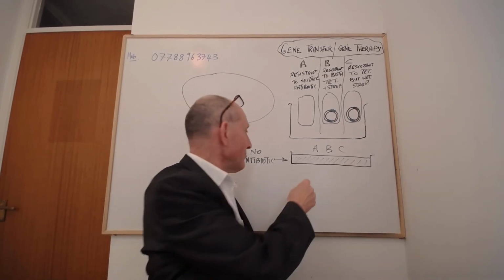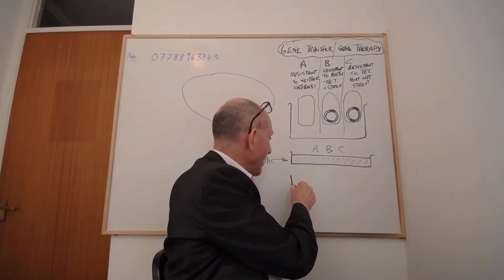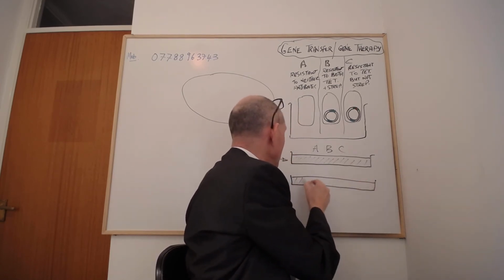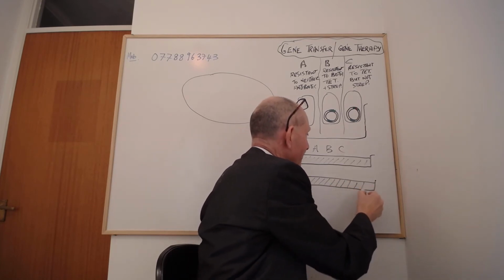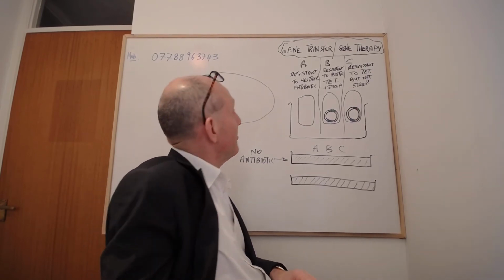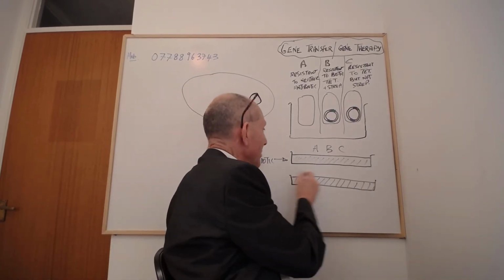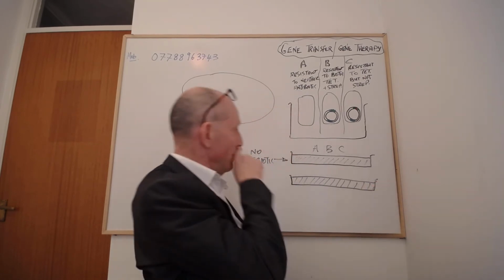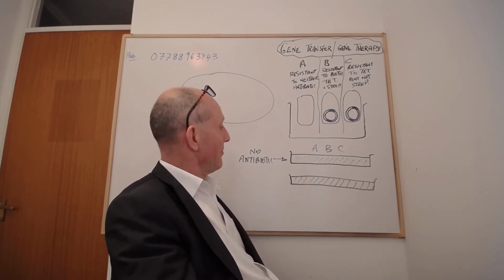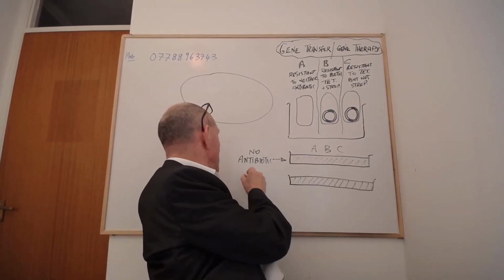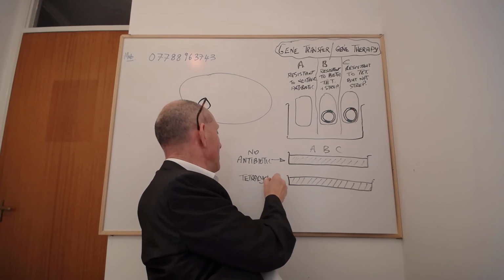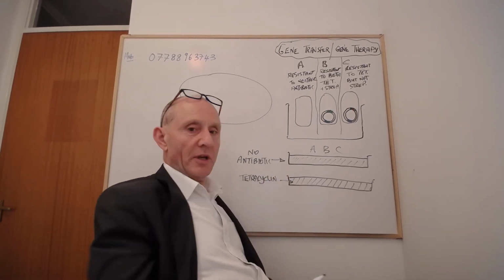Now, what you then do is you make up a second dish. And into the second dish you put agar again, but this time you add some antibiotic. Into the second dish you would add the antibiotic, sorry, tetracycline. T-E-T-R-A-C-Y-C-L-I-N-E. Tetracycline. So you add some of that antibiotic into the agar.